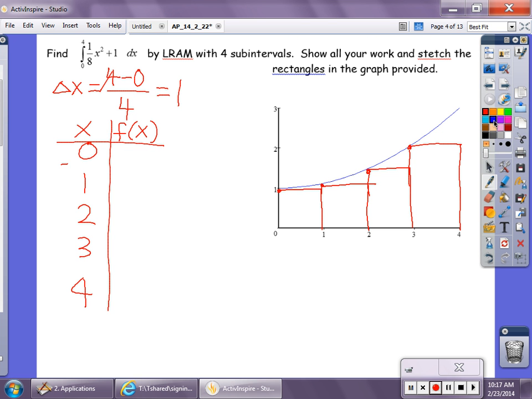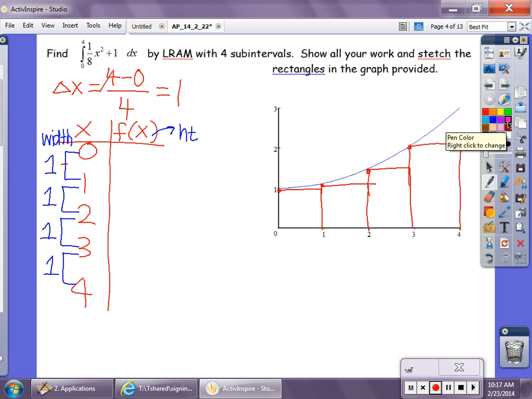But the way that we decide that is, first of all, you need to find your deltas, which means these over here would be the width of our rectangle, and your f of x becomes the height of the rectangle. So the width of the first one is 1 minus 0, which is 1. The width of the second one is 2 minus 1, which is 1. The width of the third one is 3 minus 2, which is 1. And the width of the fourth one is 4 minus 3, which is 1. So all of the rectangles have a width of 1. Your heights will help determine which of the y values we're going to use.